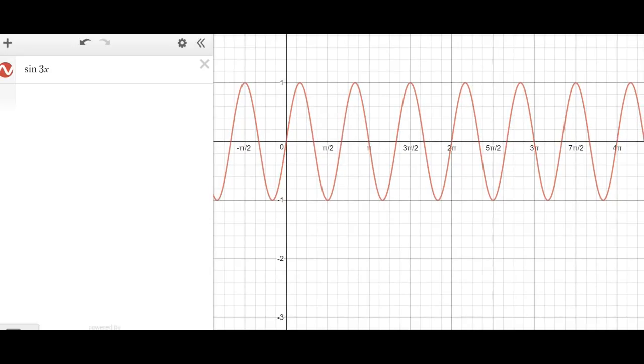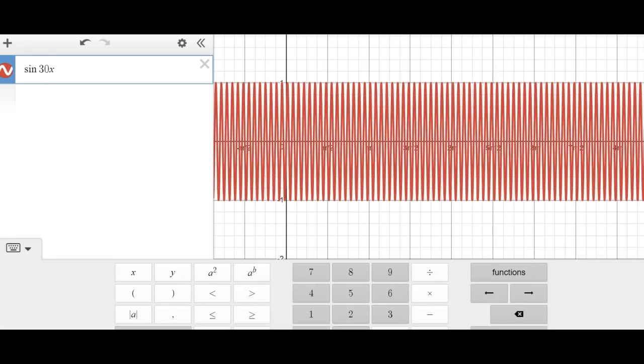If we make this a larger number, like 30, boom, look at 30. There's a lot of ups and downs between 0 and 2 pi there. So it's almost like a slinky or a spring that you're compressing when you make that number larger in front of the x there. Now, before we actually see it in Desmos, predict what would it look like if I did 1/2 of x, like sine of 1/2 of x.